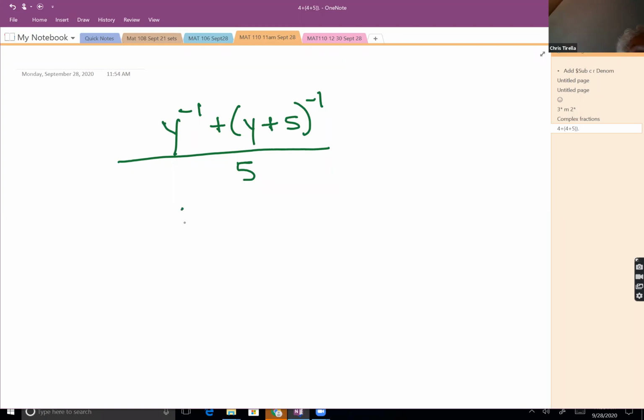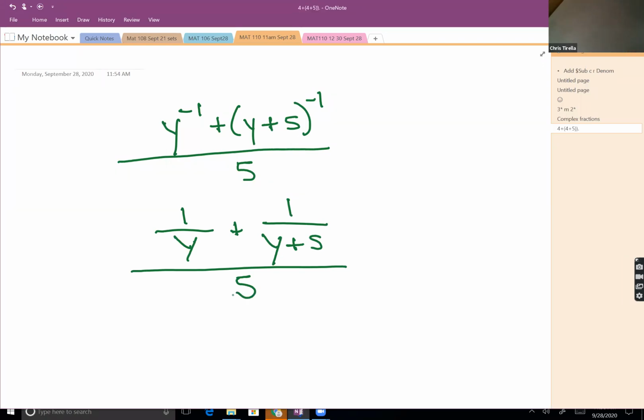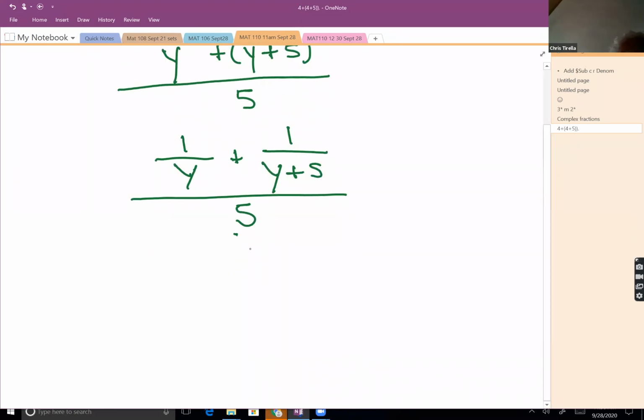Exponent of negative 1 means I'm putting 1 over it. And in the same way, the exponent of negative 1 on that binomial means I'm putting 1 over the y plus 5. And in the denominator, I just have that lonely whole number 5. If we want to think of it as a fraction, can I think of that as 5 over 1? Mm-hmm. And now we have to find a common denominator between those 3 things.